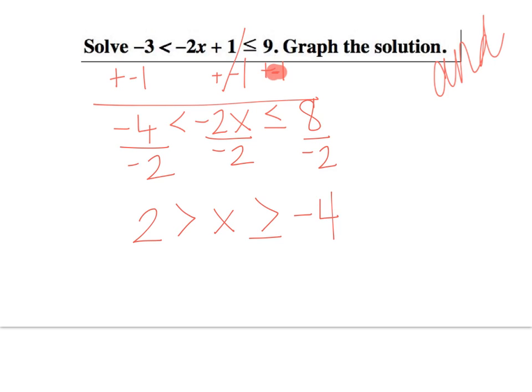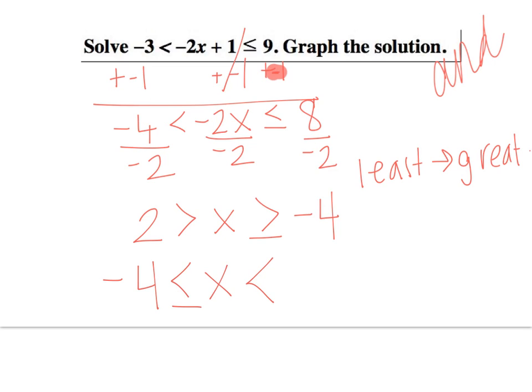Now, if you remember and you go back to when we first started talking about inequalities, we wanted to read from least to greatest. And right now, this is not least to greatest. So the last thing that I want to do is I'm going to flip it back. So I'm going to go -4 is less than or equal to x, which is less than 2. And now I'm going to graph it.